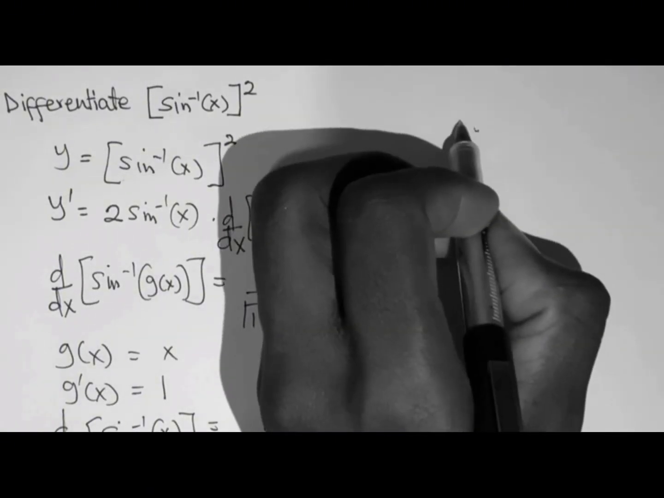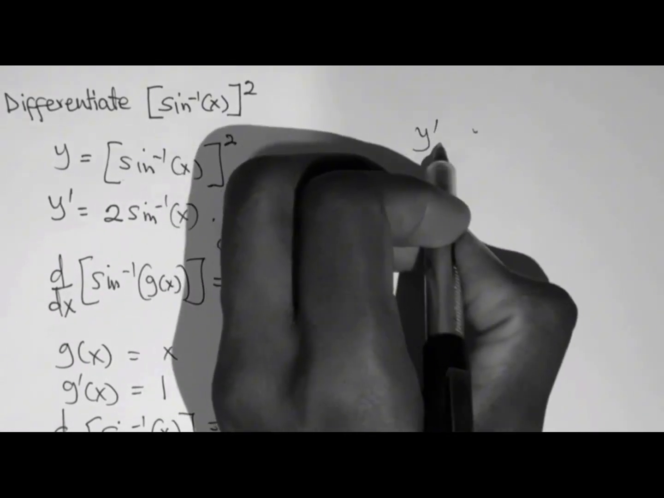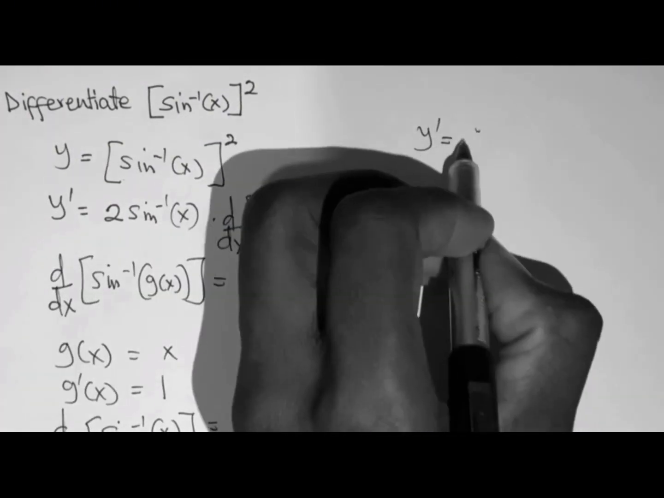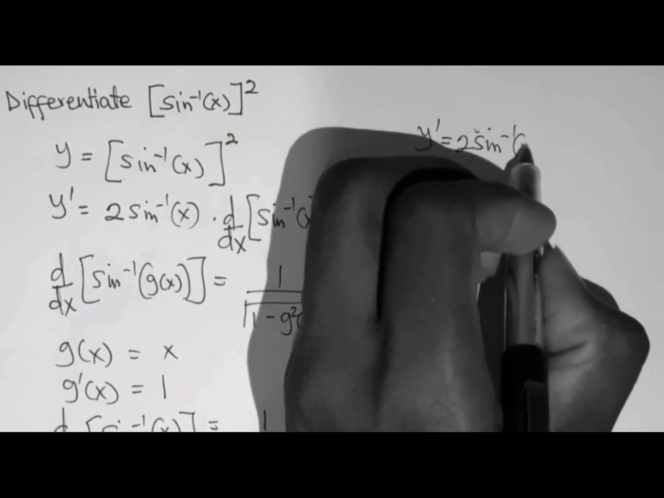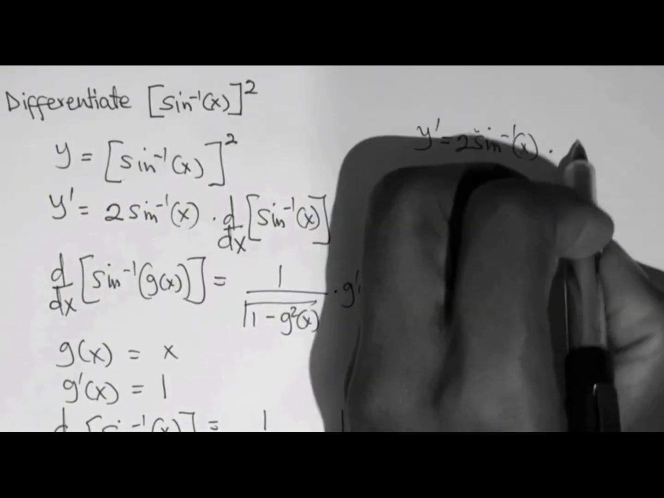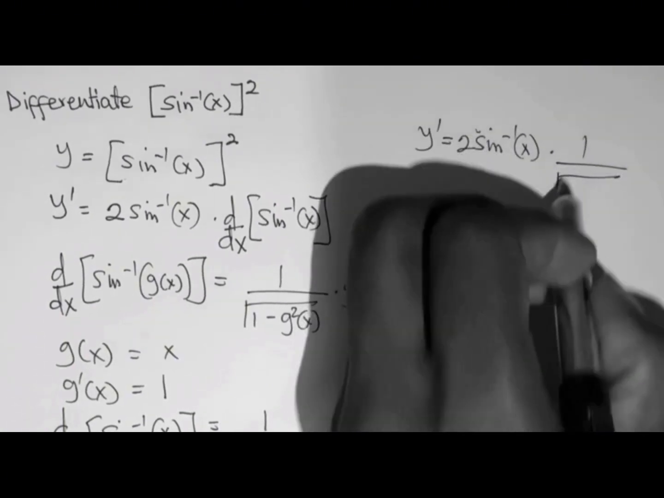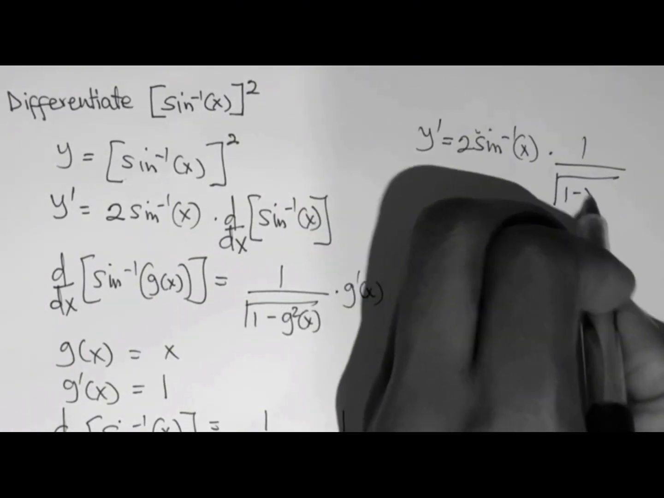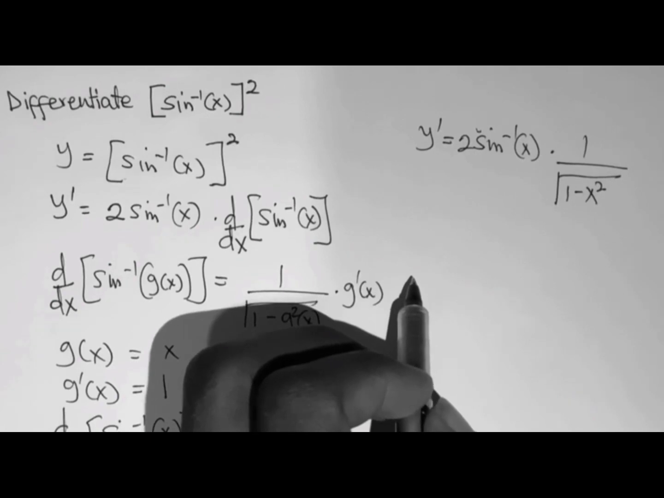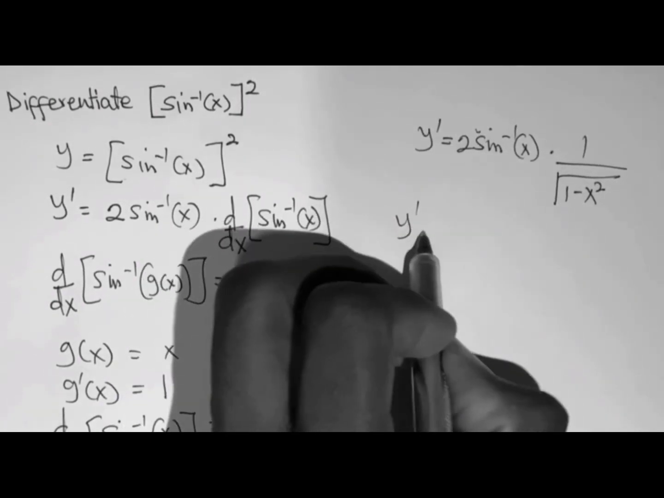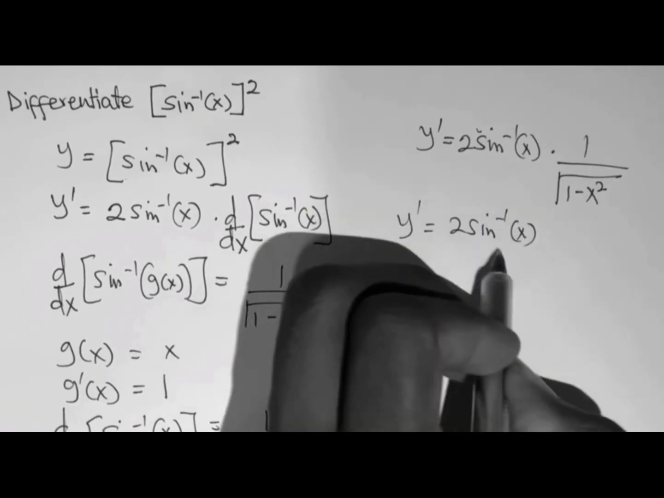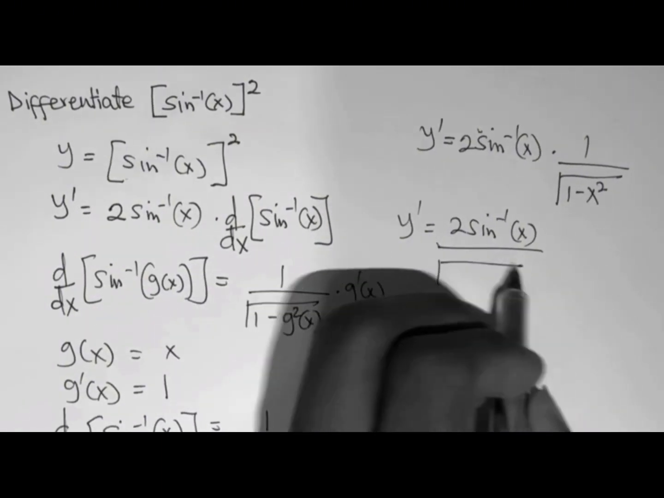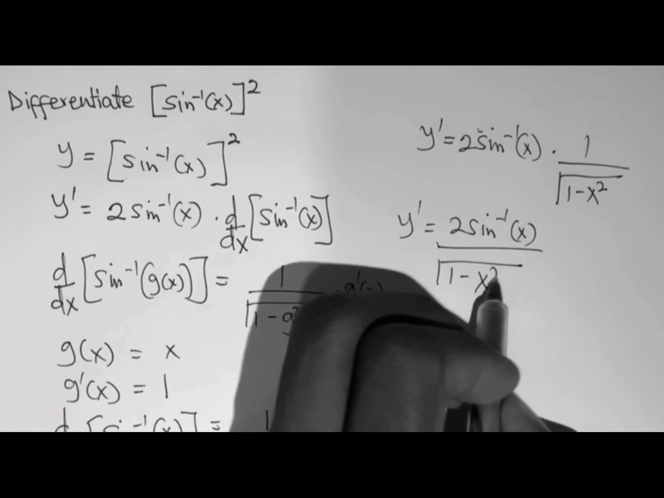So we can then take it and put it in y prime. So y prime is equal to 2 sine inverse of x, then times 1 divided by square root of 1 minus x squared. So y prime is equal to 2 sine inverse of x divided by square root of 1 minus x squared.